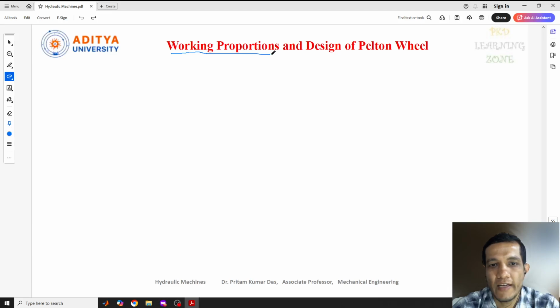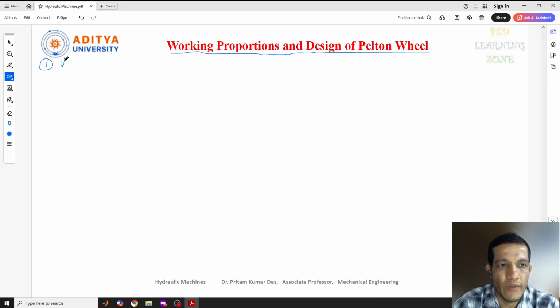While designing the Pelton turbine or Pelton wheel and while solving problems on it, we need to keep in mind some terminologies and remember some formulas. So first of all, the first one is the velocity of jet at the inlet condition.